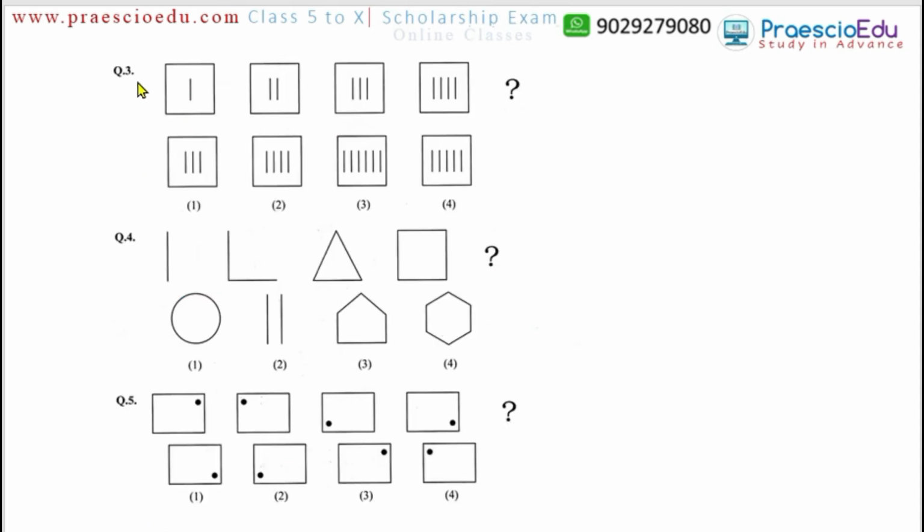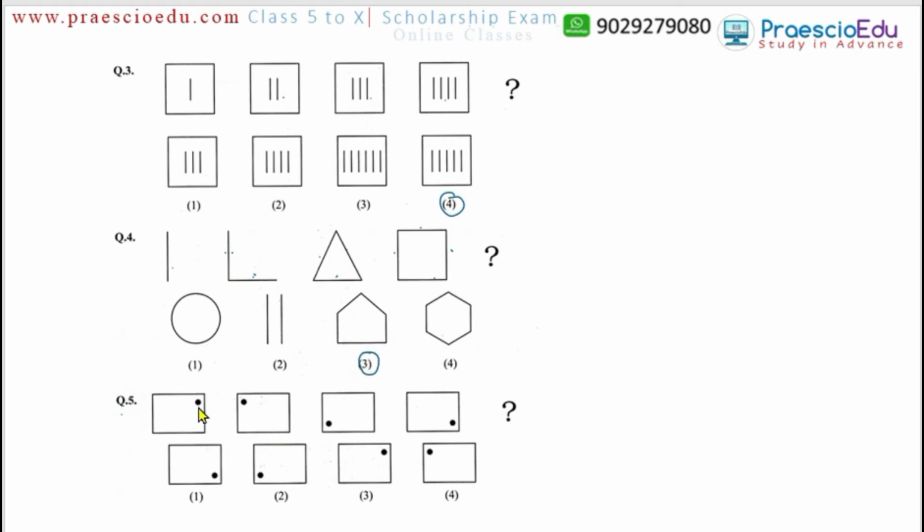Now question number 3, here one vertical line, two lines, three lines, four lines. So five lines must be there. Five lines means option number 4. Now question number 4: one line, then two lines, then three lines, four lines. So we can say five lines means a pentagon here, option number 3.